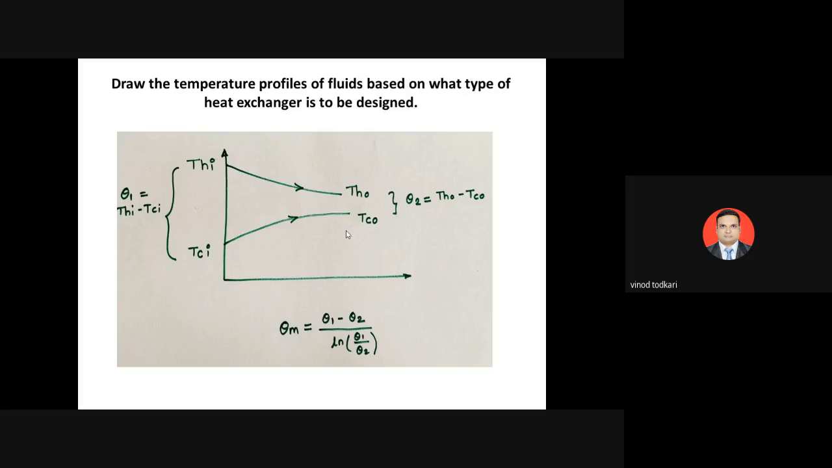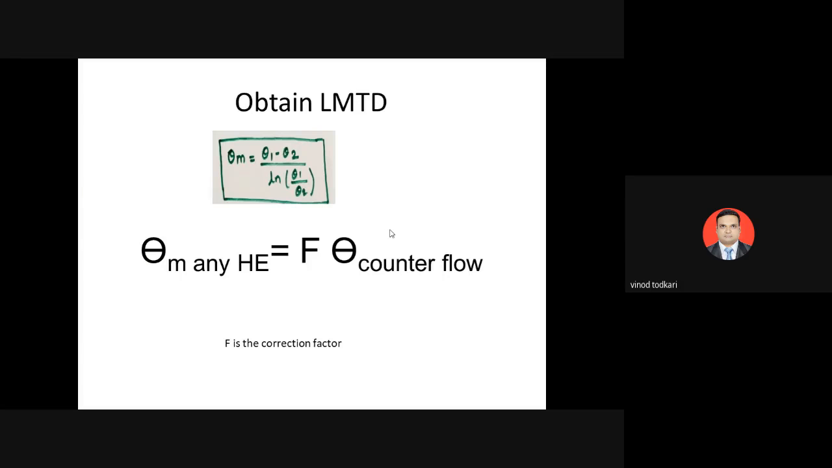In tomorrow's session, when we see the derivation for LMTD, the concept will be more clear to you. But what is the concept? At this moment, you should understand the concept. Log mean temperature difference is the temperature difference which is assumed to be constant throughout the length of the heat exchanger, which will give us the same heat transfer as that in the actual case. So we can imagine that throughout the length of the heat exchanger, the temperature difference is constant, which is nothing but theta m.